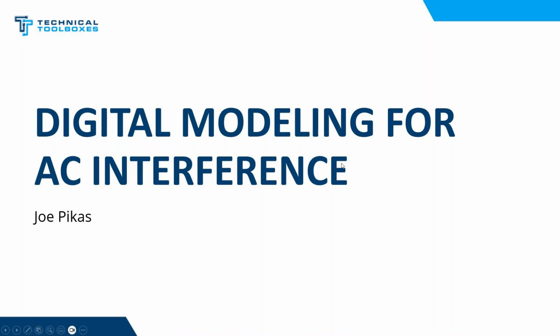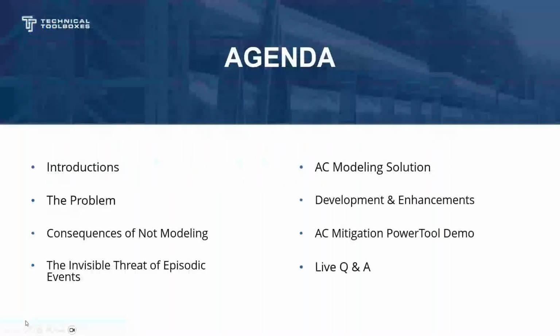So first, I'm going to get started by showing our agenda and talking through that. We're going through the introductions right now. Then Joe's going to move on to talking about the problem that we see today in the industry with AC interference, the consequences of not modeling that problem, the invisible threat of episodic events, the AC modeling solution, moving on to the development and enhancements that we've added to the AC Mitigation PowerTool. And then Joe's going to give you a live demo of the tool itself, and we will end with a live Q&A where we will address all of the questions you've submitted through the chat.